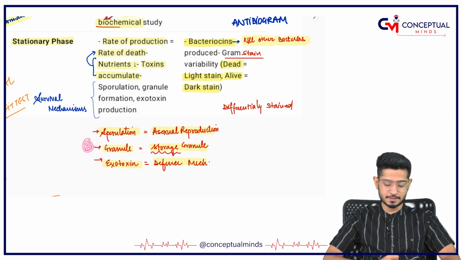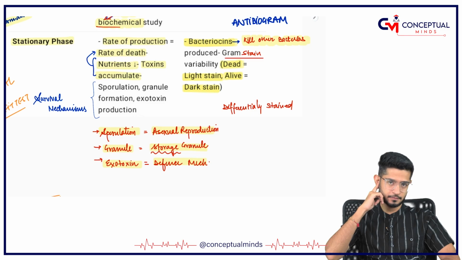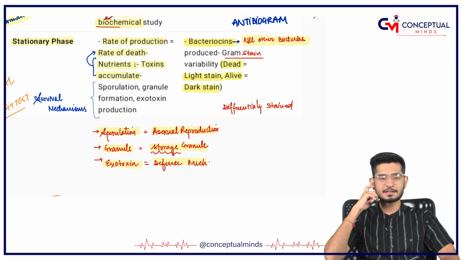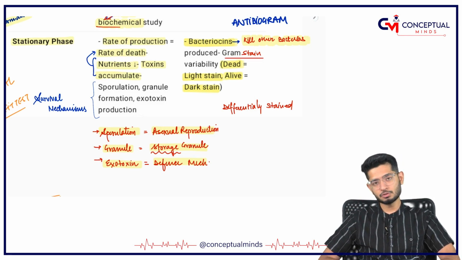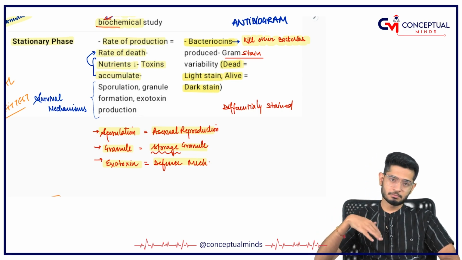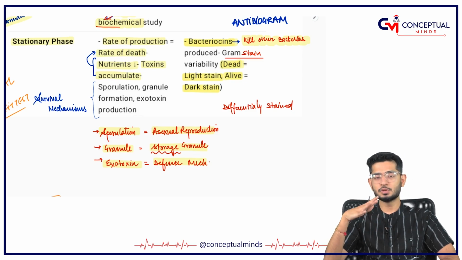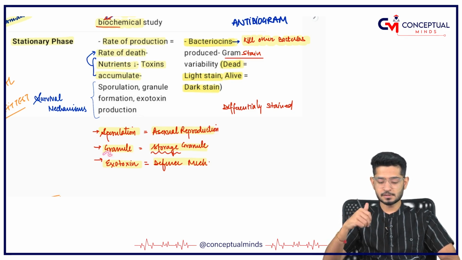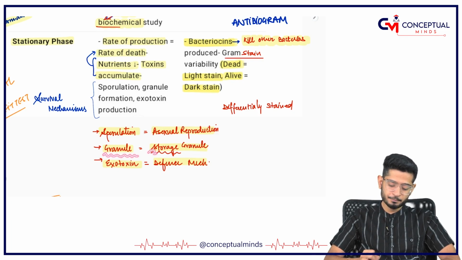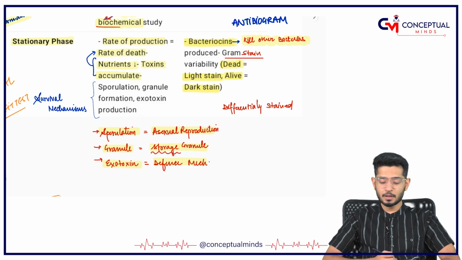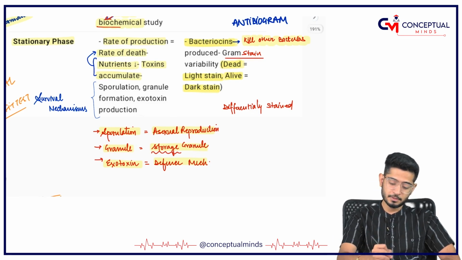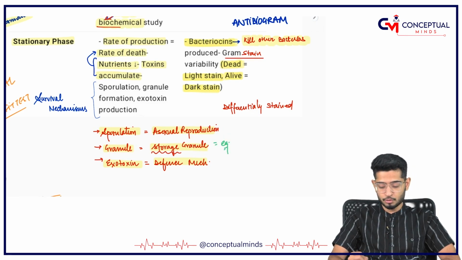Second is granules. Nowadays in some northern parts of India, there are a lot of floods coming. So what people are doing to increase survival, they are increasing the storage of grains, nutrients, food substances. Similarly, bacteria also produce storage granules. A bacterium very well known to form storage granules is diphtheria.